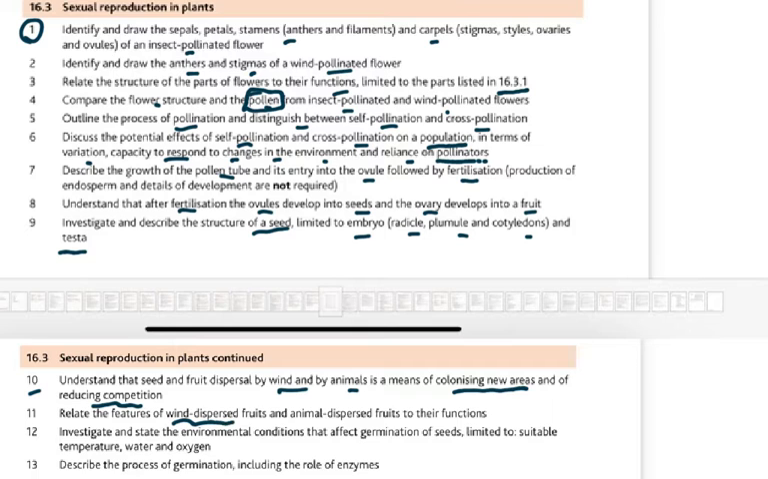Relate the features of wind dispersed fruits and animal dispersed fruits. Investigate and state the environmental conditions that affect germination of seeds, limited to suitable temperature, water, and oxygen, and the mnemonic for this becomes TWO: temperature, water, and oxygen. And describe the process of germination, including the role of enzymes. So I'm going to be discussing this entire 16.3 in this video, inshallah.